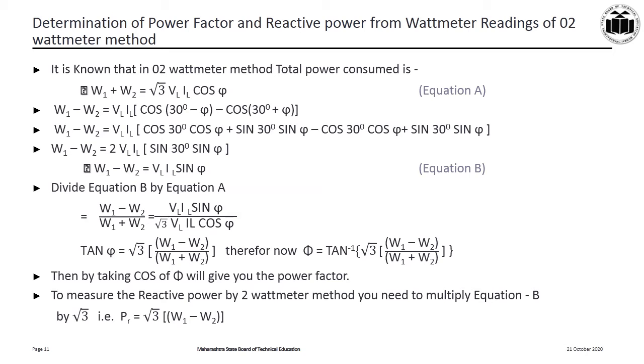Equation B. Now divide equation B by equation A and we get tan phi is equal to root 3 multiplied by W1 minus W2 upon W1 plus W2, and value of phi can be found out by taking tan inverse of that. If you take cos of this phi, you will get the power factor of the load. Also, if you multiply equation B by root 3, you will get reactive power consumed in this circuit.